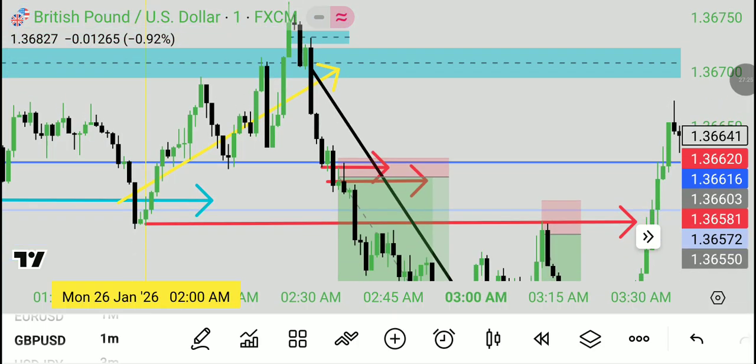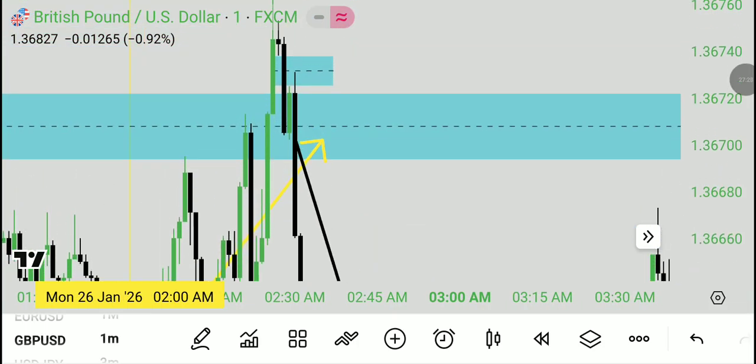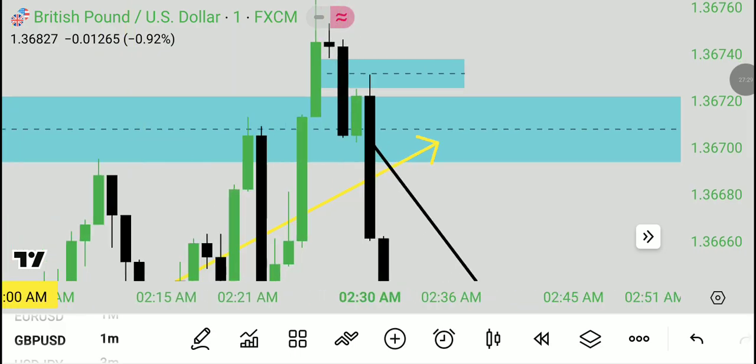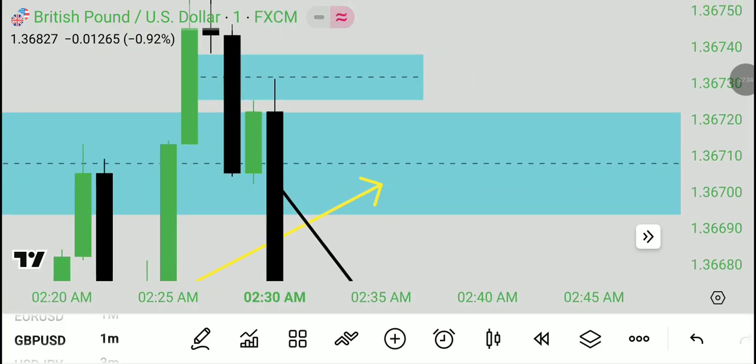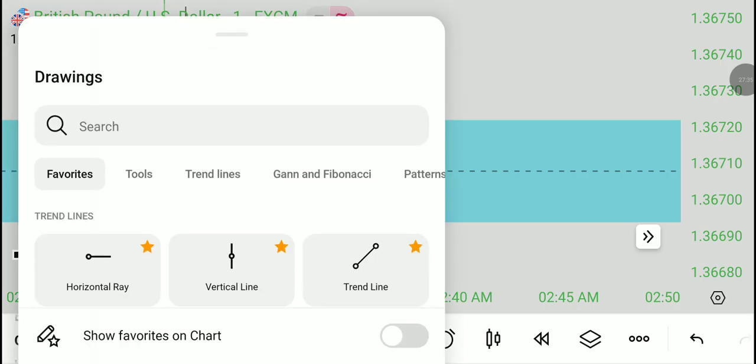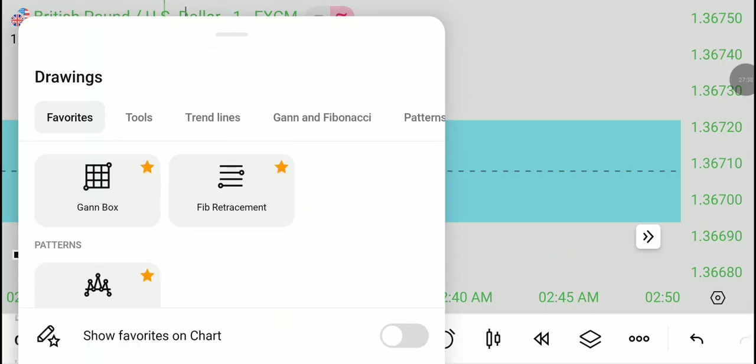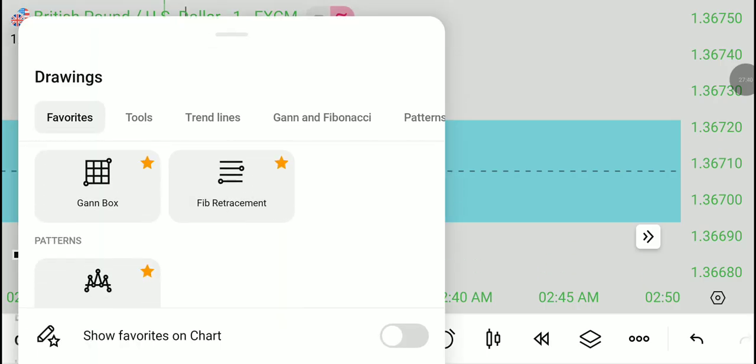When what you're expecting does not happen, if you did not take the trade, did you lose? No. Sorry, when what you're expecting did not happen and you did not trade, did you lose money? No. It's only when what you're expecting happens that you put a trade. If it doesn't happen, don't trade.